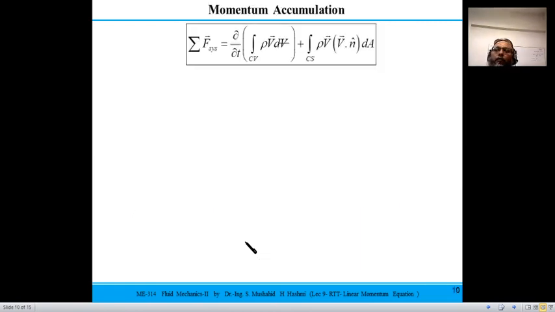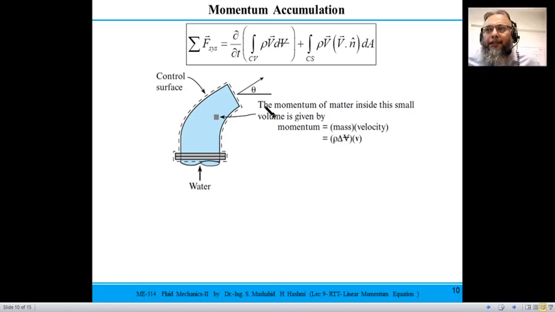Then the next term in our momentum equation is the accumulation term. So now we have to understand what this term is all about. Take an example of a pipe bend held by a flange. We have water coming in from this place, and the dashed lines represent the control volume. If I am interested in this small volume, I call it delta V. Delta V is the small volume.